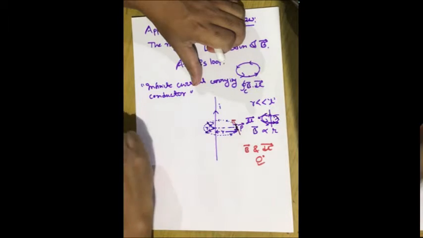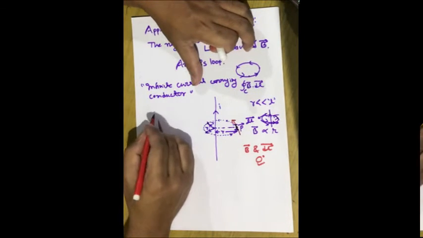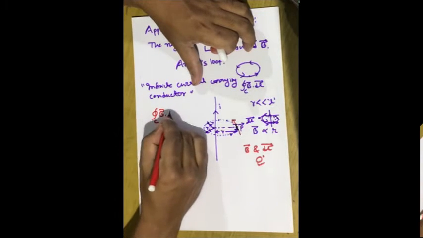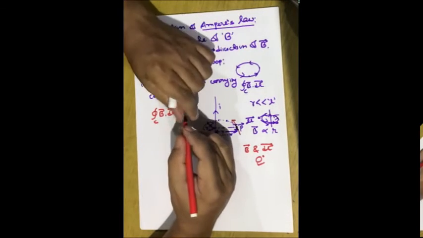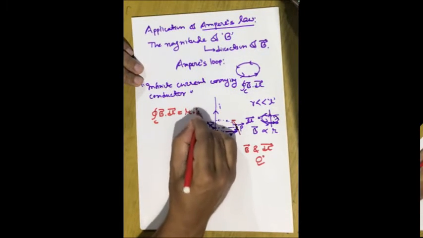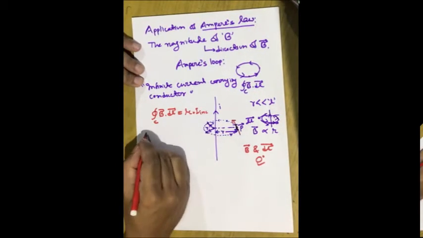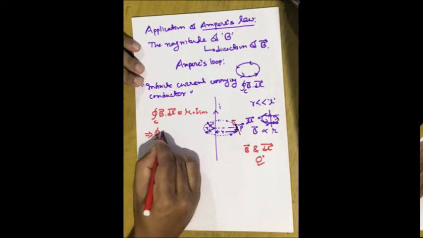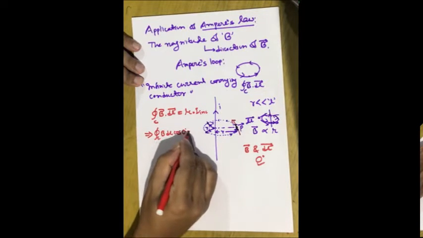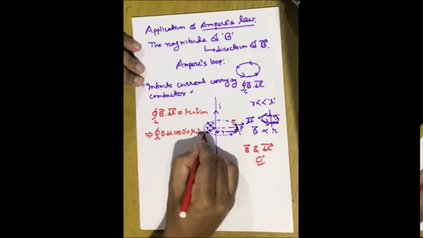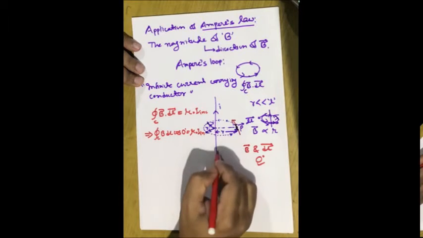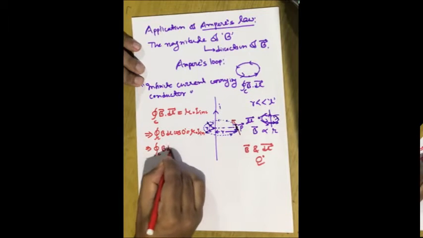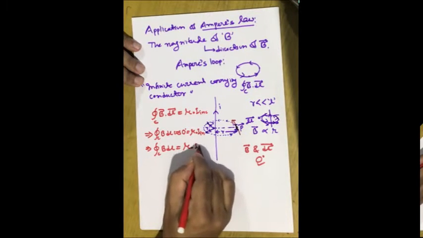So with this, let's proceed to apply Ampere's circuital law. According to Ampere's circuital law, the closed integration of B dot dl is equal to mu naught into I inclusive. Since the angle is 0 degrees, B dot dl will be equal to B dl cos 0 degrees, equal to mu naught I inclusive. I inclusive means whatever current this closed loop contains.